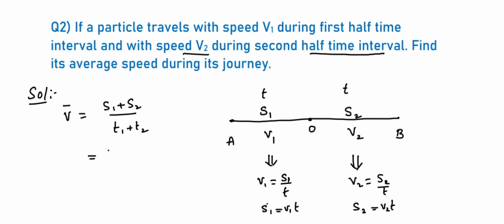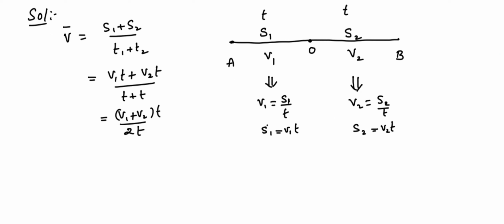Now, S1 is V1 T plus S2 is V2 into T, divided by T1 plus T2, so T plus T. From this you can take V1 plus V2 into T divided by 2T. T will get cancelled. We will get the average speed as V1 plus V2 by 2.